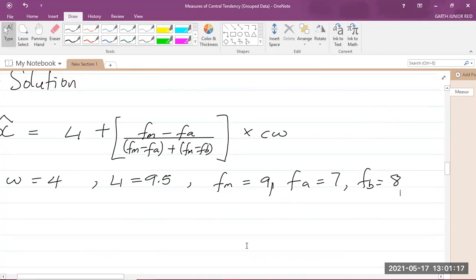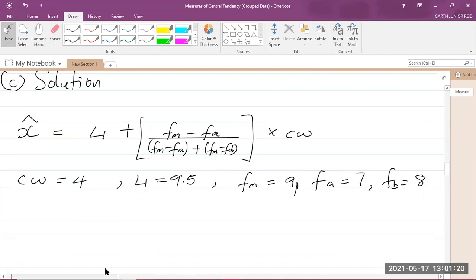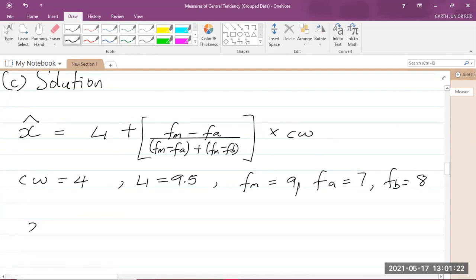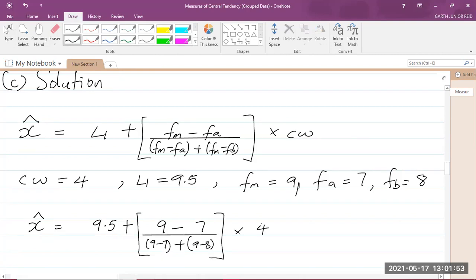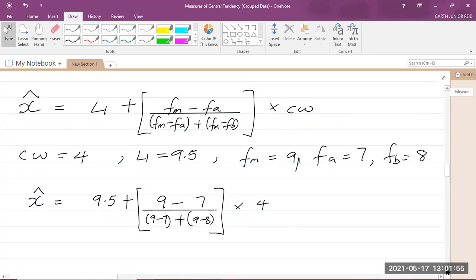Since we now have all the information, let us substitute this into our formula. So the mode is equal to L1, which is 9.5, plus Fm, which is 9, minus Fa, that's 7, divided by Fm minus Fa, which is 9 minus 7, plus Fm minus Fb, which is 9 minus 8, multiplied by the class width, which is 4.